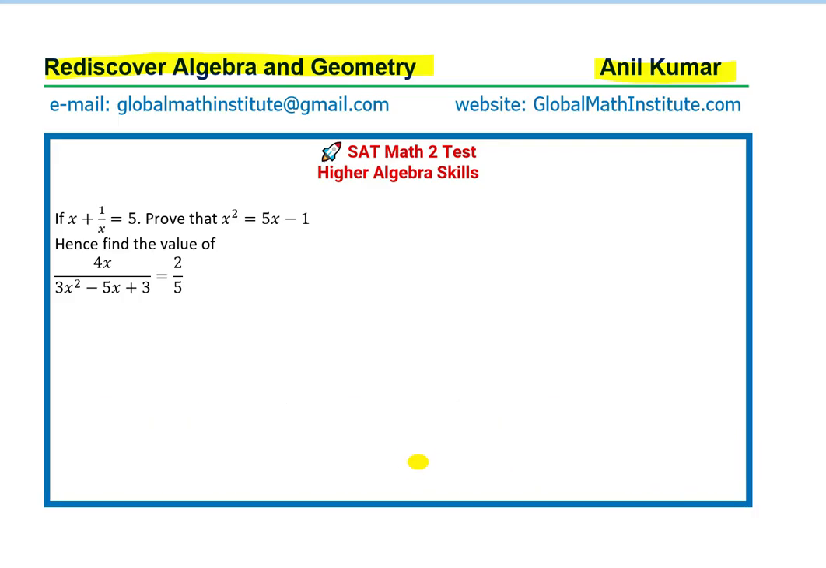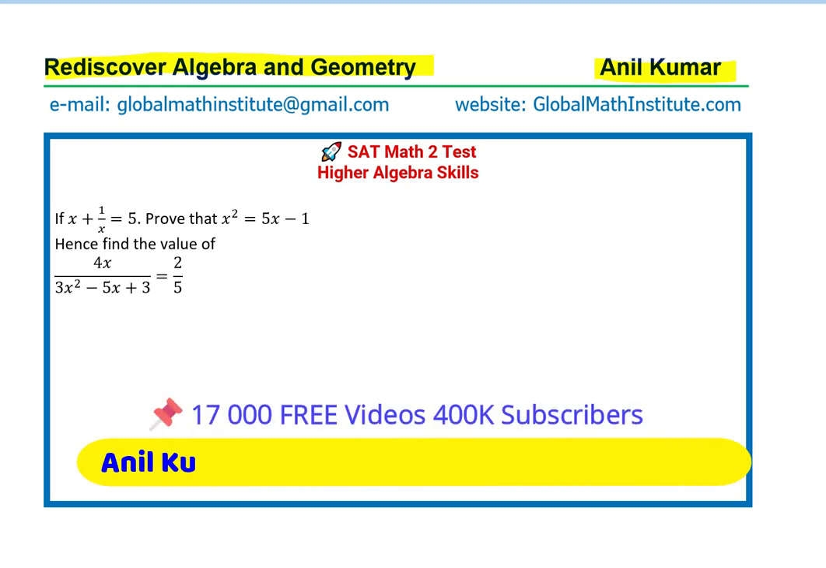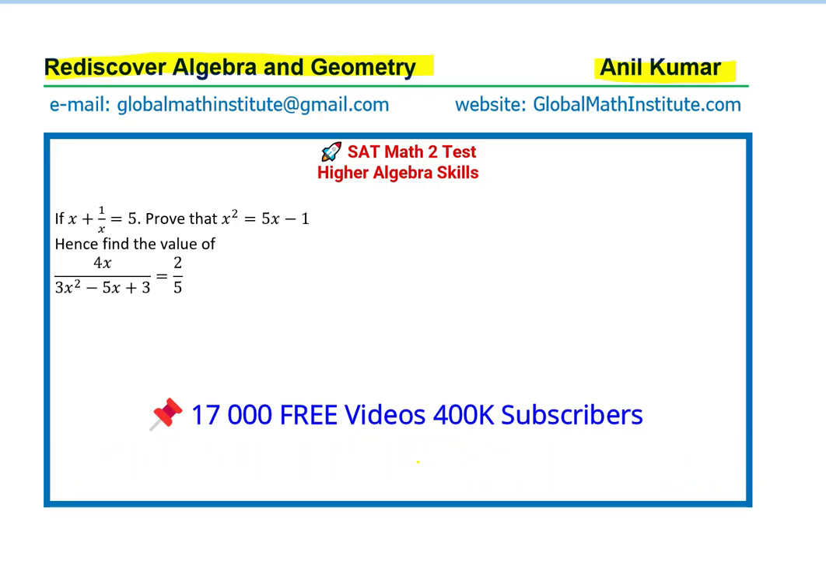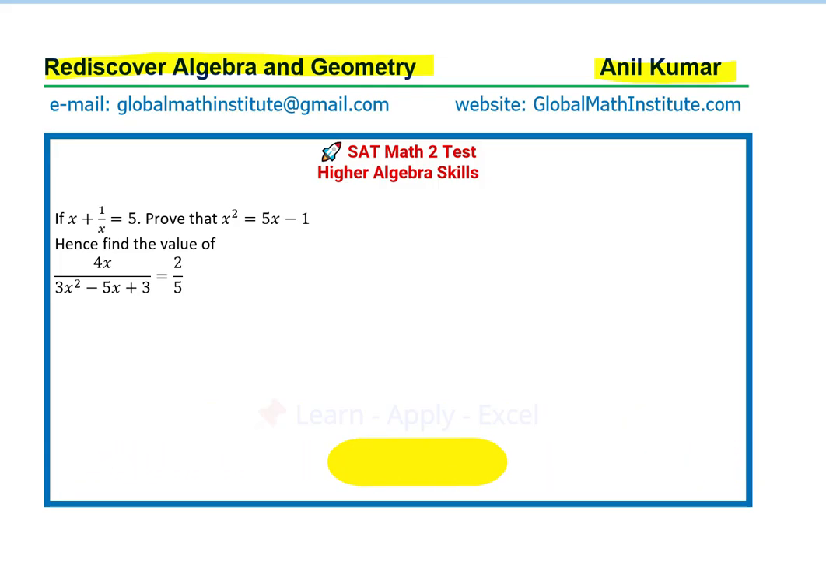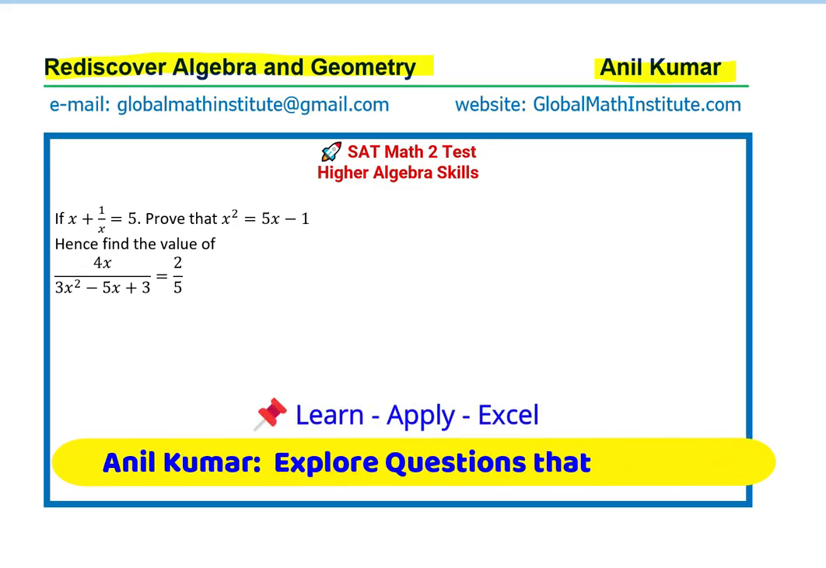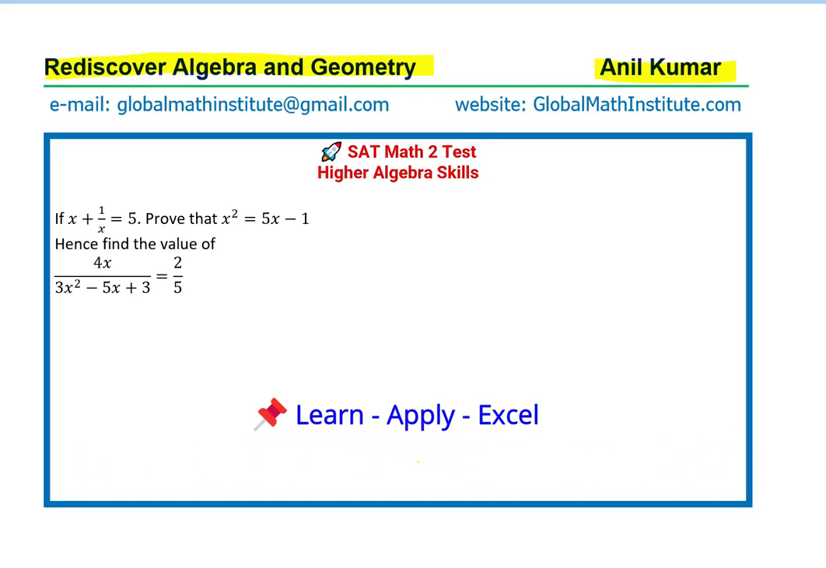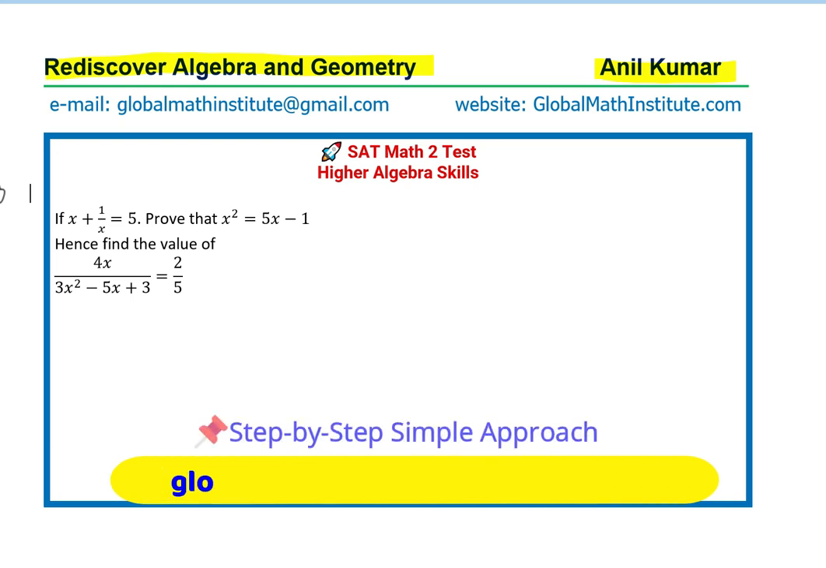The question here is: x plus 1 over x equals 5. Prove that x squared equals 5x minus 1. Hence, find the value of 4x over 3x squared minus 5x plus 3, which equals 2 by 5. To make it easy for students, we have provided the answers, and it is the steps which require creative thinking that you need to develop to get to the answer. Let us see how it all helps.